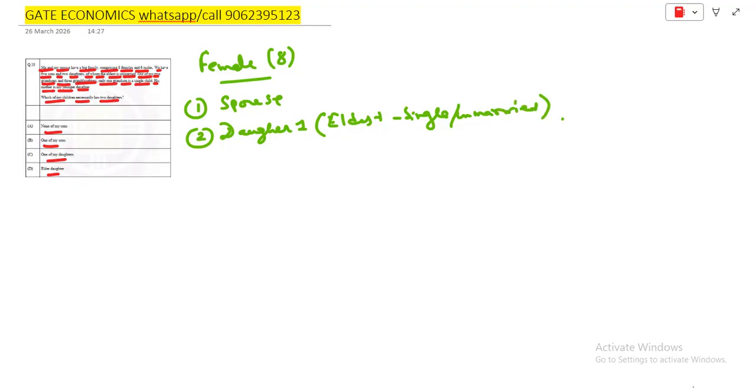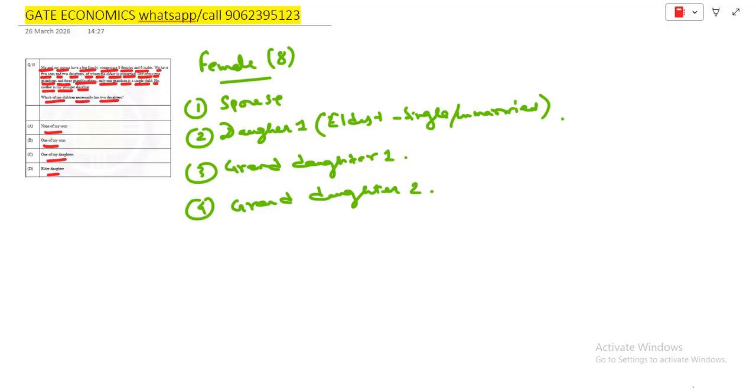Okay. Now next is the granddaughter 1, fourth is the granddaughter 2, and sixth is the granddaughter 3. Okay, but wait, that's only 6, right? We need 2 more. And where are they? Oh, they must be the wives of the 2 sons, right?